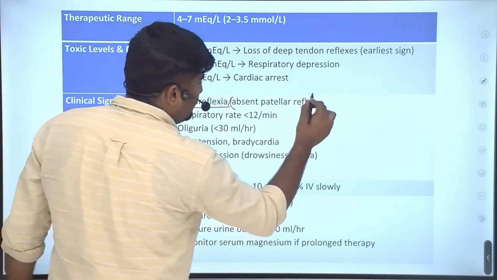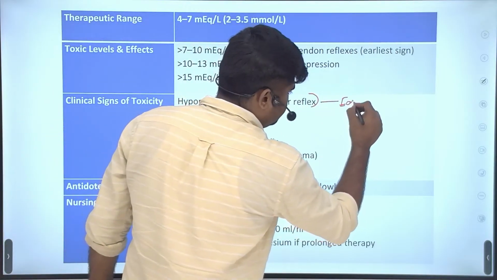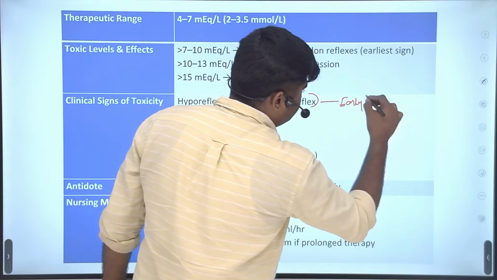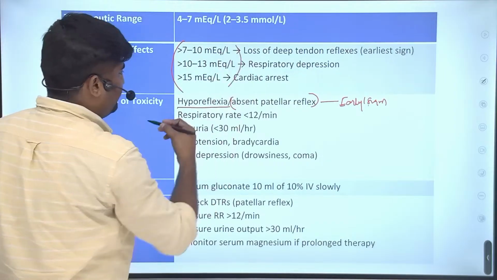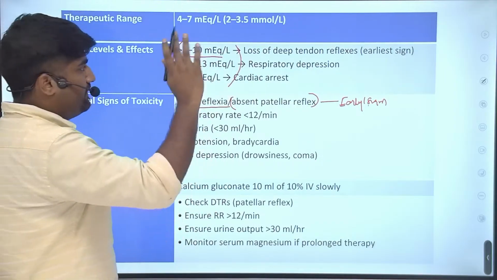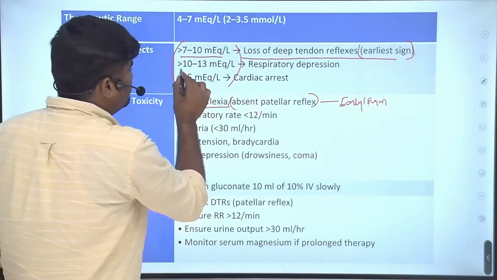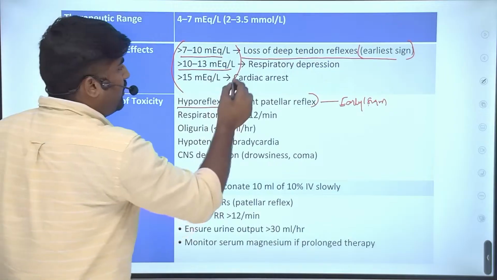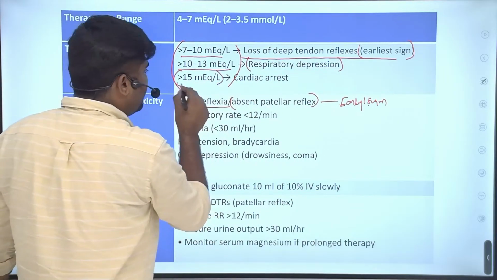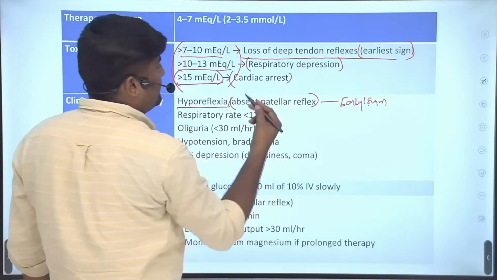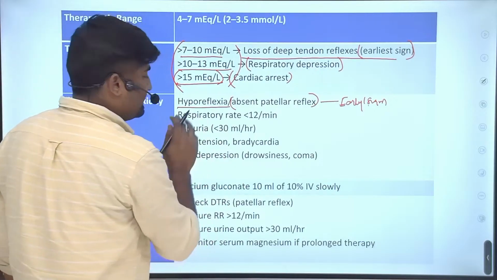Hyporeflexia, absent patellar reflex, that is the first early sign. Coming to the levels, 7 to 10 is mild. Loss of deep tendon reflex is the earliest sign. If it is 10 to 13, obviously respiratory depression will be there. And if it is more than 15, it indicates cardiac arrest. These are the important points.